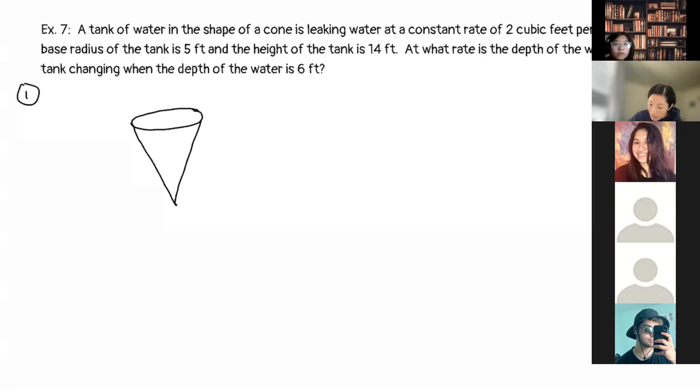So let's take our diagram, let's label it with the information we're given. So the base radius of the tank is 5, so I'm going to say that the biggest radius is going to be 5. Okay. And the height of the entire tank is 14 feet. All right. Now, how much water is actually in the tank? Well, it's not all the way full, but we actually have 6 feet of water in the tank at that given moment. Okay.